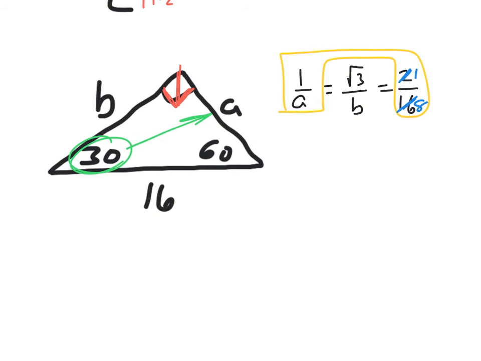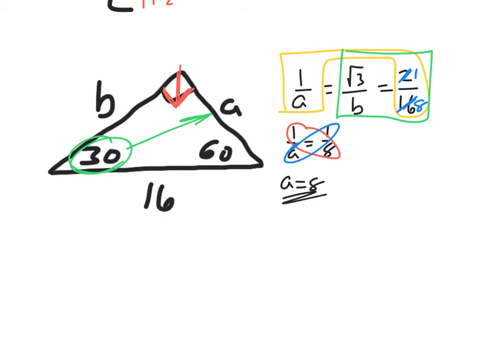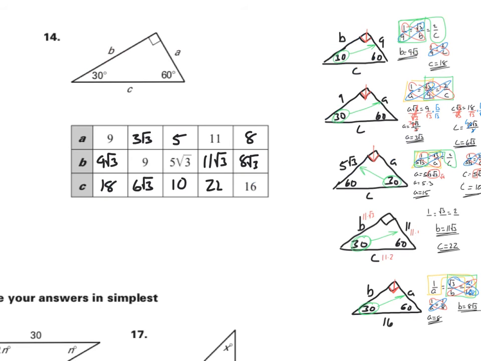So, I have 1 over A equals 1 over 8, and if I cross multiply, I get A equals 8. And now I want to take my last 2 fractions. So cross multiplying here gives me B times 1, and that's going to equal the square root of 3 times 8, which is 8 square root of 3. All right, so there's the answers for number 14.